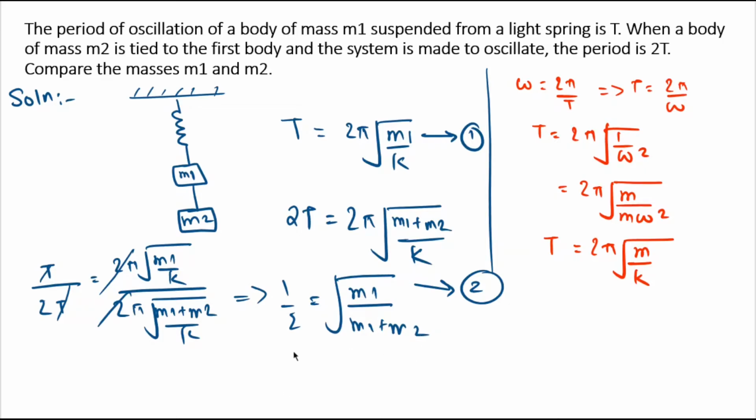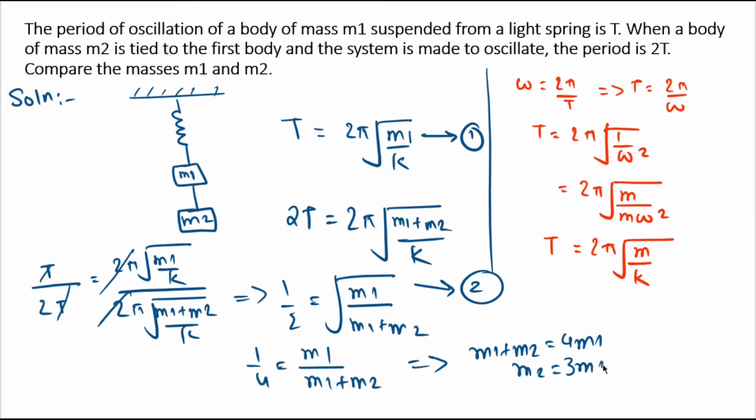So squaring on both sides, we can say that 1 by 4 is equal to m1 upon m1 plus m2, which implies m1 plus m2 will be equal to 4m1, and we can say that m2 will be equal to 4m1 minus m1, that is 3m1. Now taking m2 this side and taking 3 this side, we can say that the ratio m1 upon m2 will come out to be 1 by 3. So this was a pretty easy sum. Let's look at the next sum.